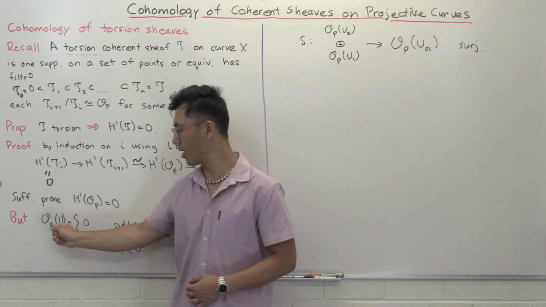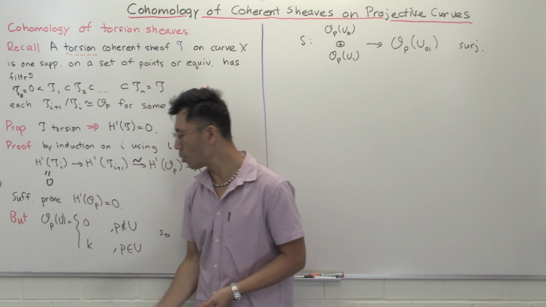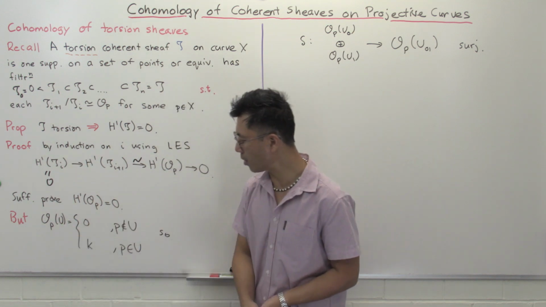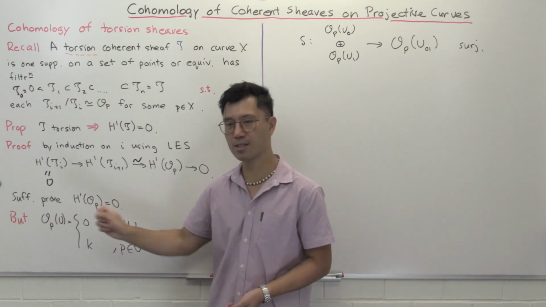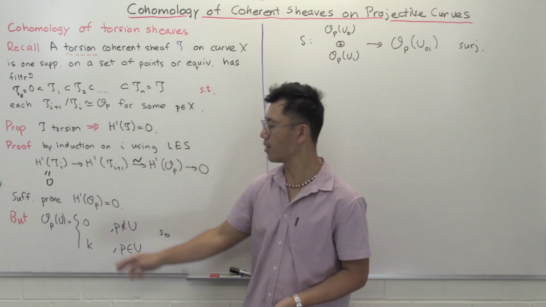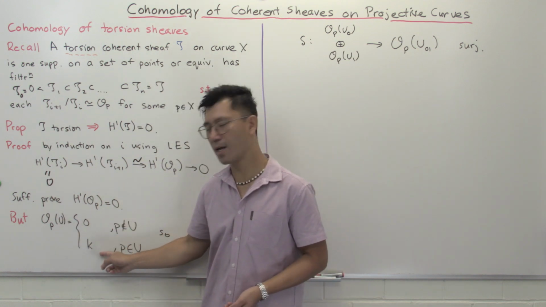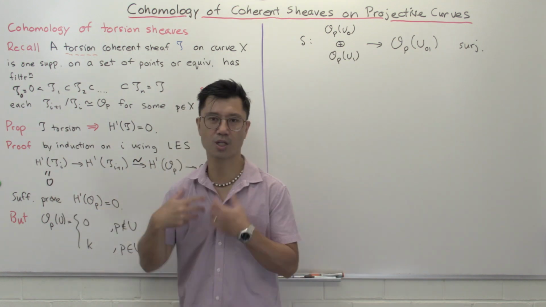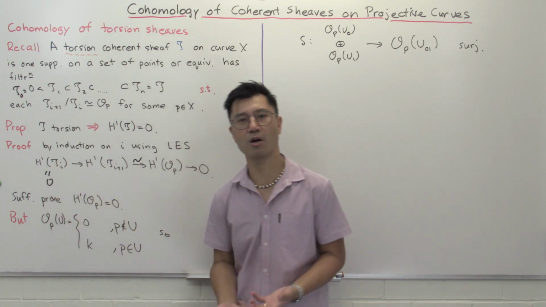If you work over any open set U here, what is O_P of that U? Well, it depends on whether P is in that U or not. Remember, the support is just that P. So if P is not in U, then you get 0. But if P is in U, then the sections of O_P over that U is just your K, if K is algebraically closed, or in general it's just that residue field. Okay, so this is a complete description of the sheaf.